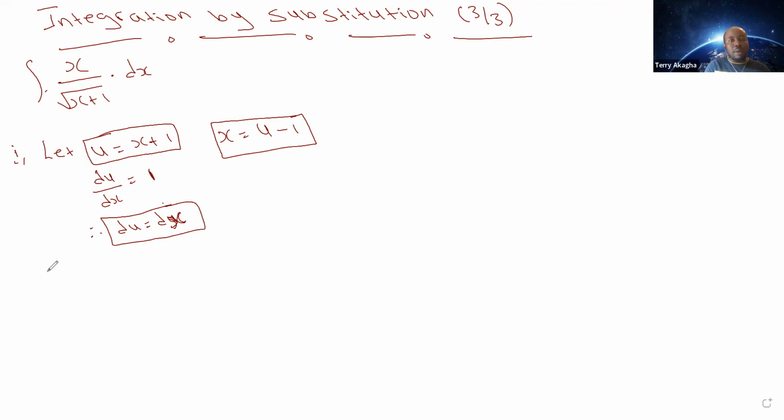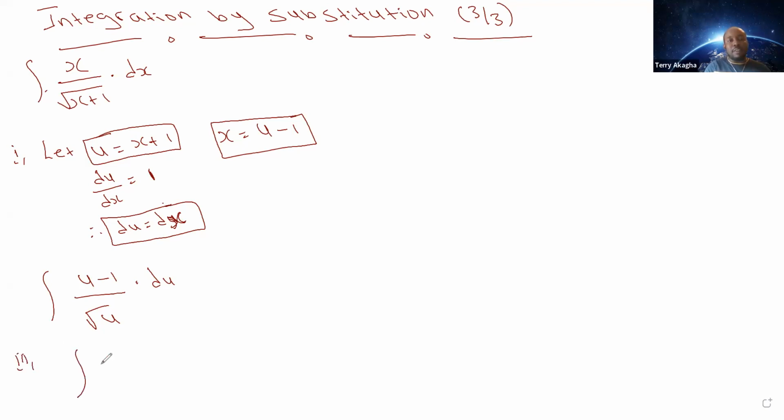So I'm going to substitute now. My x is the same thing as u minus 1, divided by x plus 1, which is the same thing as the square root of u. And my dx is the same thing as du. So you can see, easy. When you look at it like this, you can notice that all the x have been taken away. Now, since all the x have been taken away, I can simplify further.